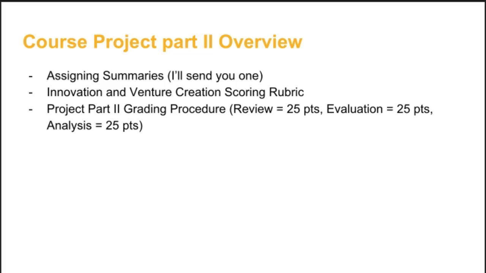To complete the second part of this project, I'll send you a summary from one of your fellow classmates. Your assignment is to review, evaluate, and analyze the summary using the provided scoring rubric. The rubric is a spreadsheet that contains all of the sections of the summary with boxes to score each section. The rubric also has formulas built in to score the summary. Note that you'll be scoring the biomedical innovation and venture creation summary assigned to you, but you will also be scored on your review, evaluation, and analysis of that summary with up to 25 points for each of those 3 sections. The next several slides will help prepare you.